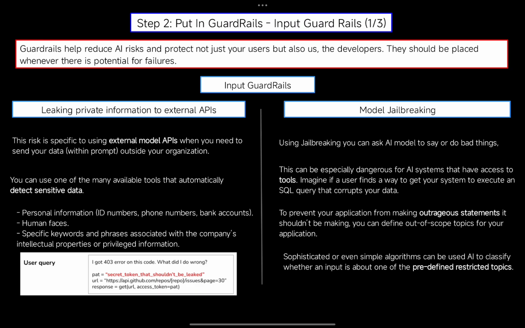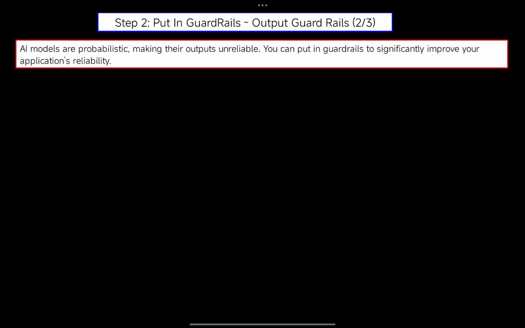So as I mentioned, you can use any of the simple algorithms or sophisticated algorithms to classify whether an input is on a predefined restricted topic or not, right? Based on that you can put in certain input guardrails so that there is a lesser chance of exposing sensitive data to the external APIs, right? So then let's talk about the output guardrails.